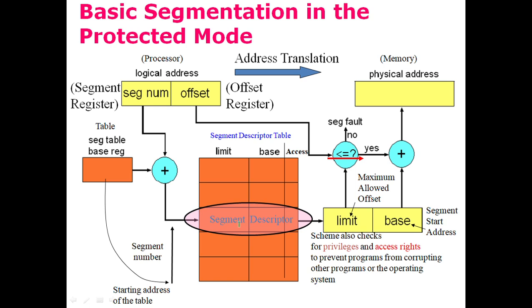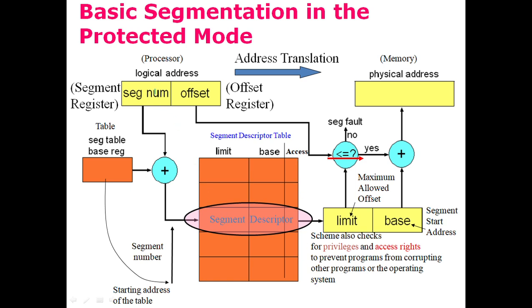So an 8-byte segment descriptor has a limit field which represents the size of that segment. It has a base field which is the starting address of that segment, and it has an access rights byte which describes the access privileges of that segment: who can access that segment and who is not allowed to access that segment.